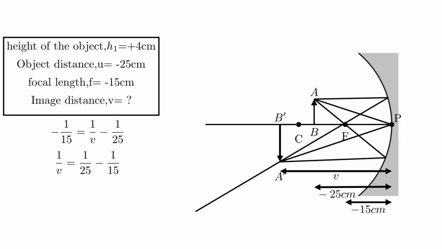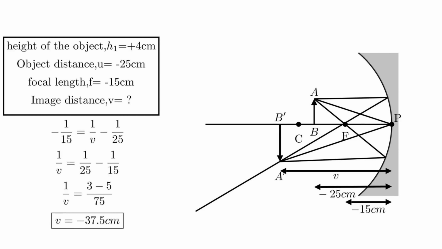On transposing, we get 1/v = 1/25 - 1/15. On taking LCM, we get 1/v = (3 - 5)/75, which equals -2/75. On taking reciprocal on both sides, we get v as -37.5. The negative sign indicates that the image lies to the left of the pole, which can be verified by the ray diagram.